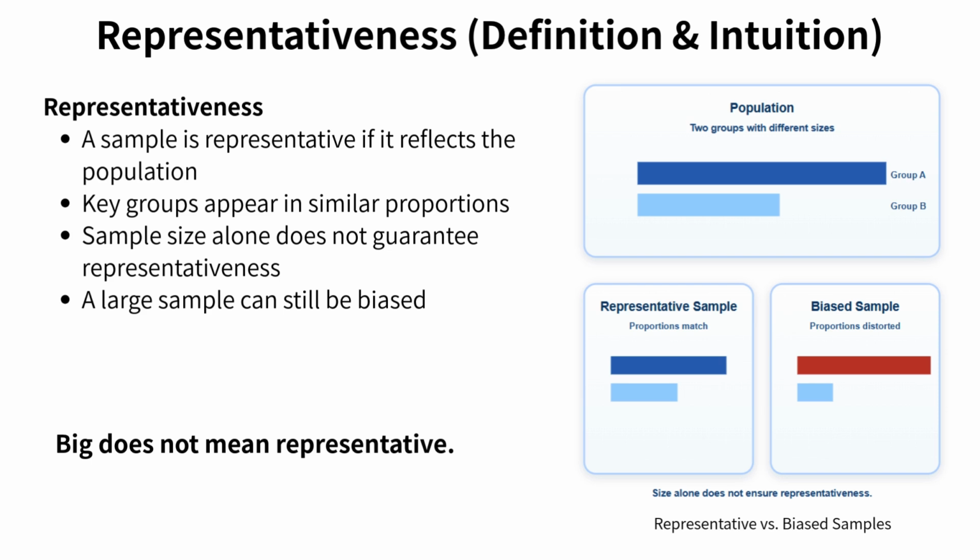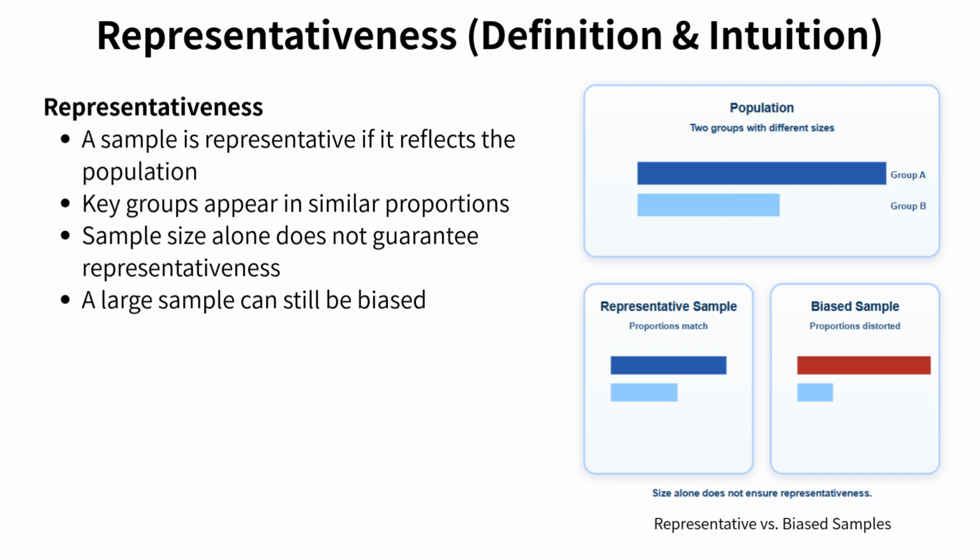In contrast, look at the biased sample on the right. Notice how the larger group, now shown in red, has become disproportionately large, while the smaller group has shrunk even further. One group is overrepresented, while the other is underrepresented. Even if this sample were very large, it would still give a distorted picture of the population because the proportions don't match. This leads to a crucial SAT principle: big does not mean representative. As the caption emphasizes, size alone does not ensure representativeness. What matters most is whether the proportions match the population.